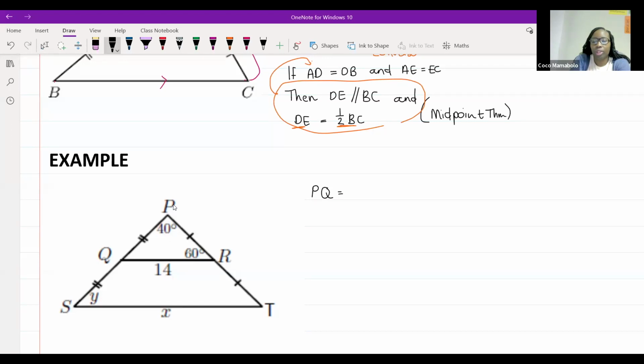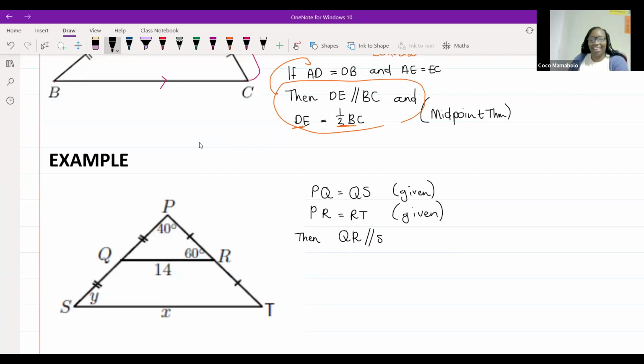Is it equal to QS? It is equal to QS. Good. PQ is equal to QS. This is a given statement. What else is given to us? PR is equal to RT. Beautiful. And now I'm writing PR is equal to RT. This is also given. That then means that, what does that tell us? Good, Cat. QR is parallel to ST.